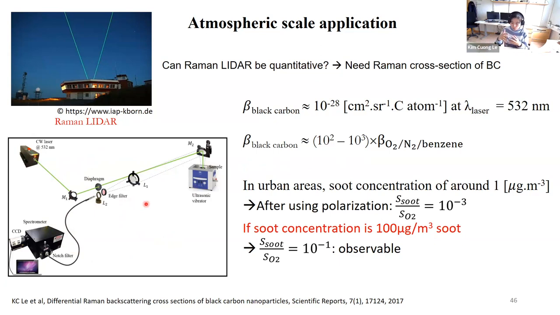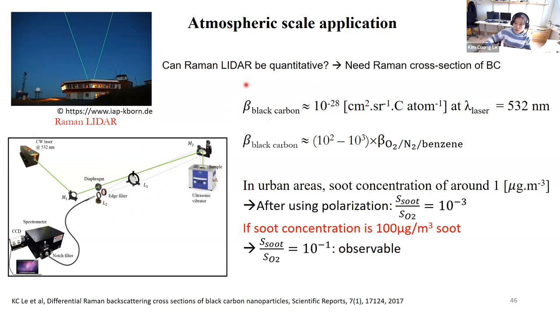So we mix soot with water at different concentration, and then we perform the Raman signal. Then we compare the Raman signal of soot and the Raman signal of water that we already know the Raman cross-section. From that, we can determine the Raman cross-section of soot. And in our study, we study soot and some other black carbon material.